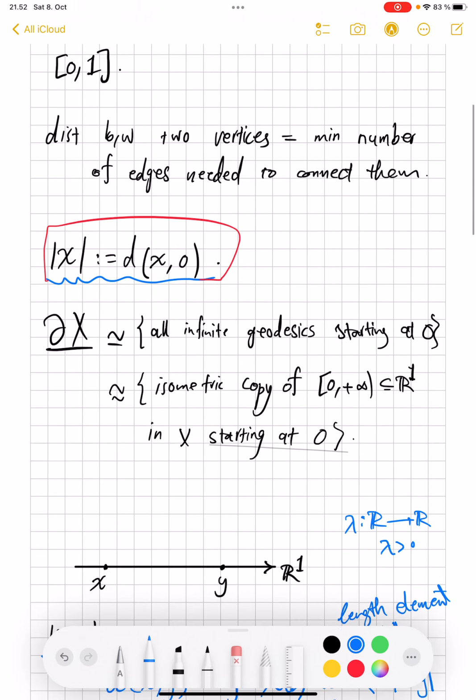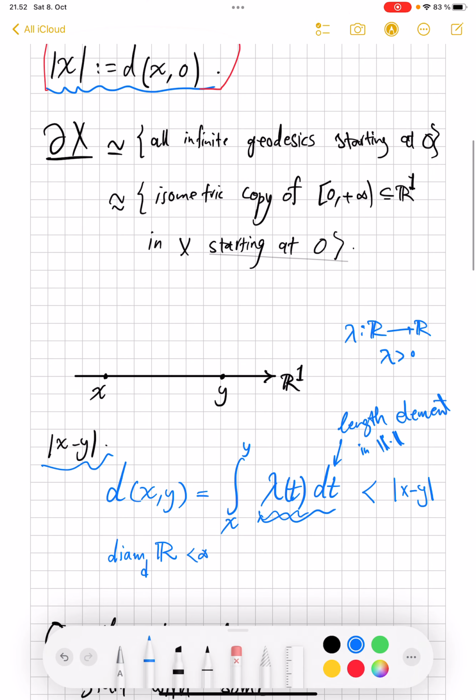Of course, all of these are left as exercises to prove that this d indeed does define a metric, which means check the triangle inequality, and that I'm not going to do for you.